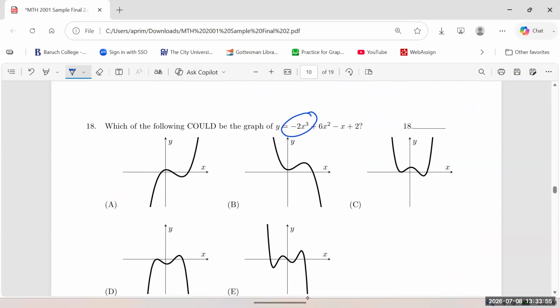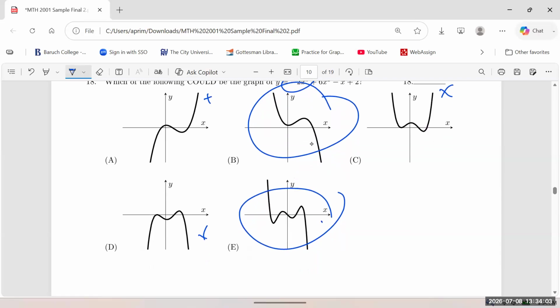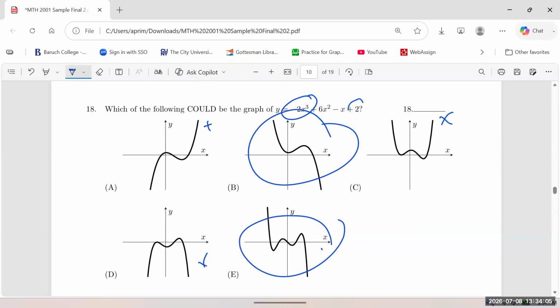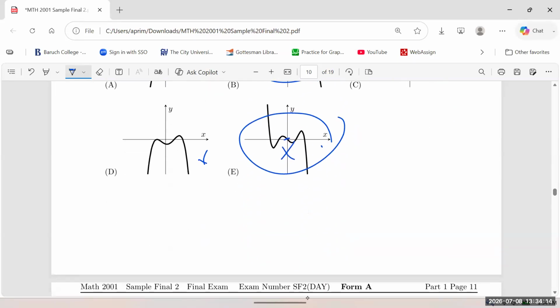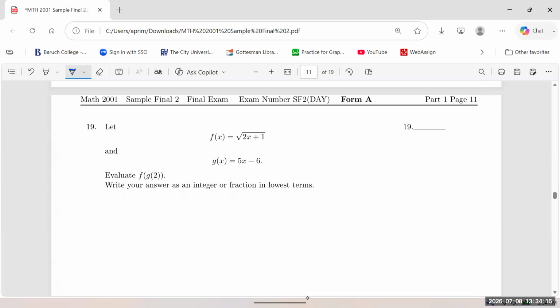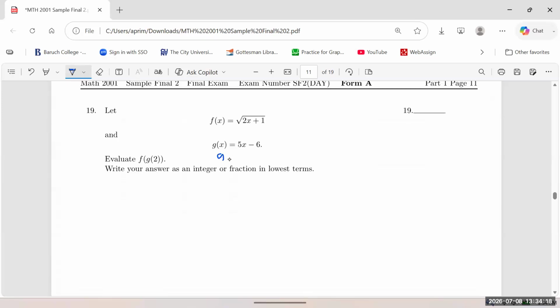Negative 2 cube, negative 2x cube. This is positive. This is definitely not. This is not. So we have two candidates. Which one makes sense? We have plus 2. This is plus 2. This is 0. So this makes sense. This doesn't. Plus turning point also. So G of 2, whatever you get, replace here. Composition, right? You start with the inside.